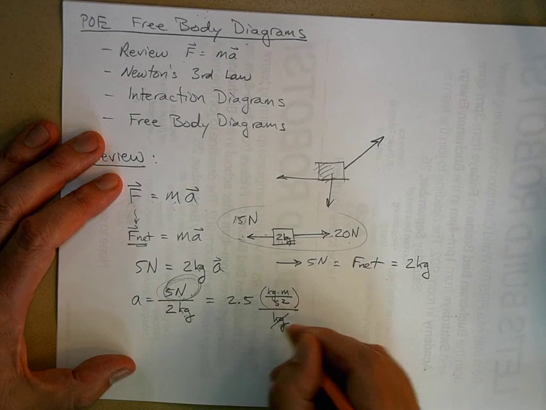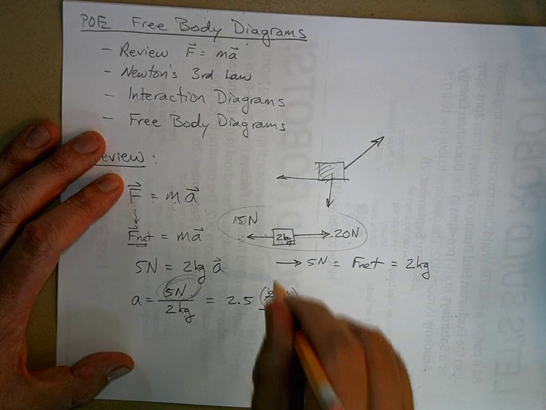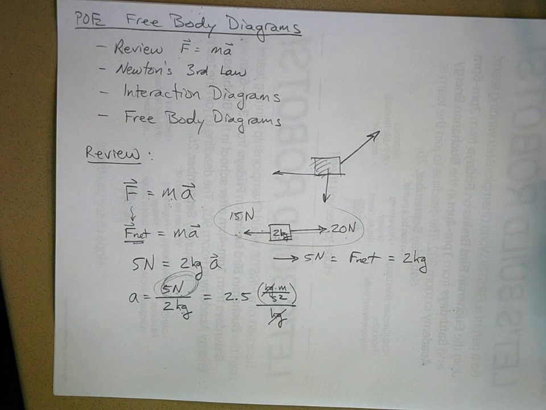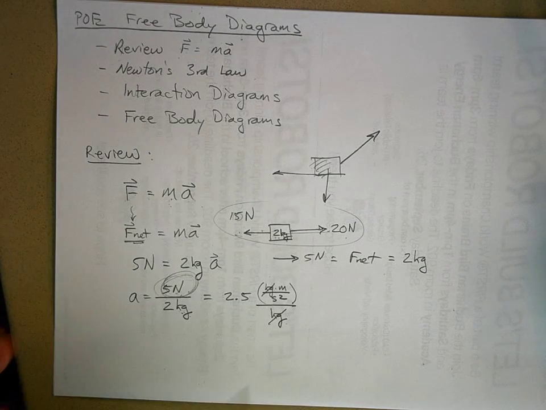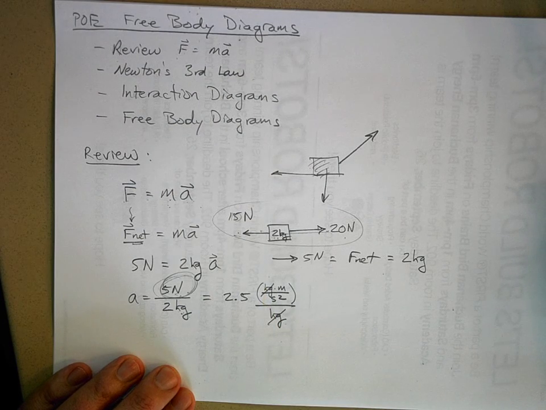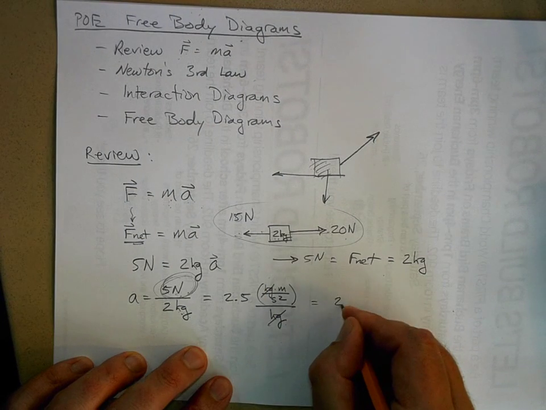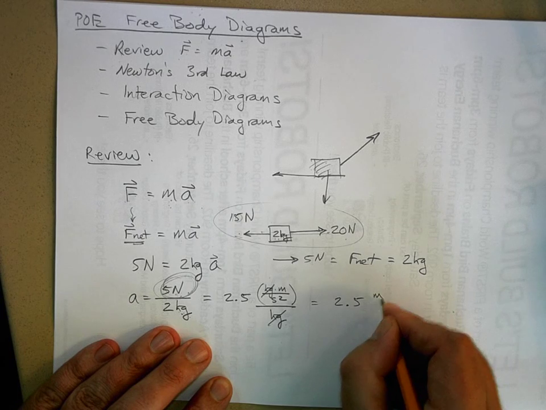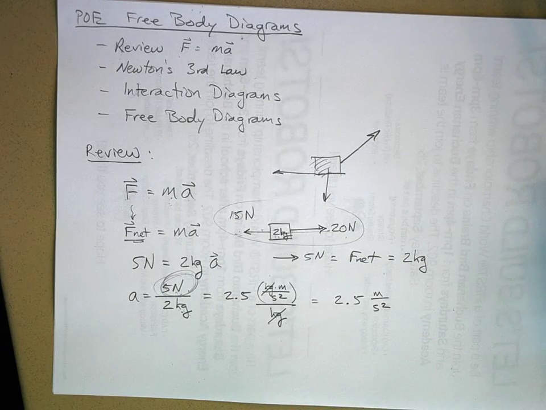So the kilograms cancel. What is a kilogram divided by a kilogram? 1. That's what we mean by canceling. When something is divided by itself, you get 1. And 1 times anything is that anything. Well, this is 1 times meter per second squared, and so we get 2.5 meters per second squared, okay, as my acceleration.